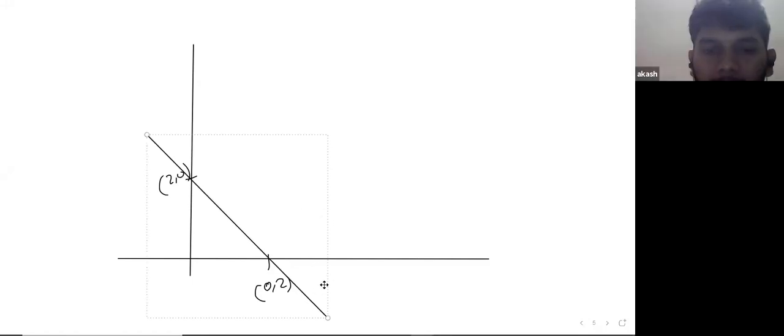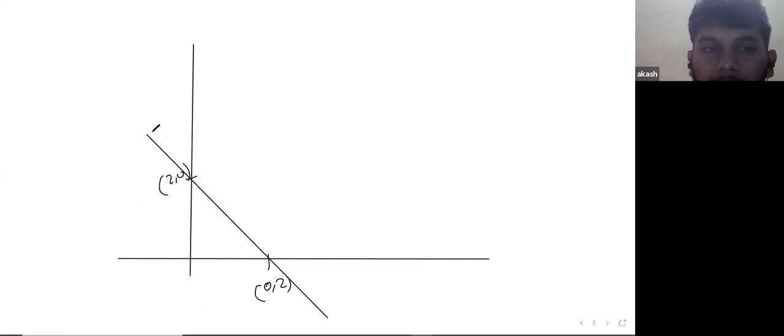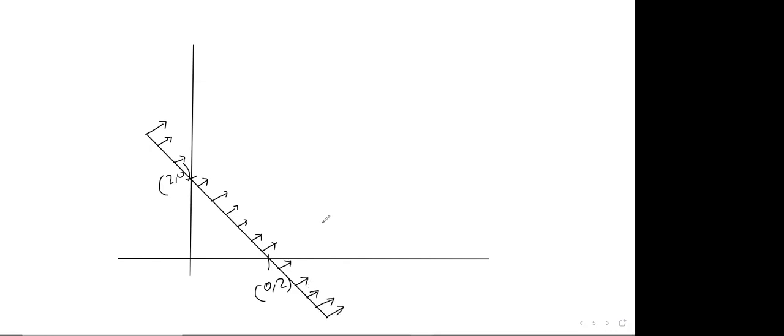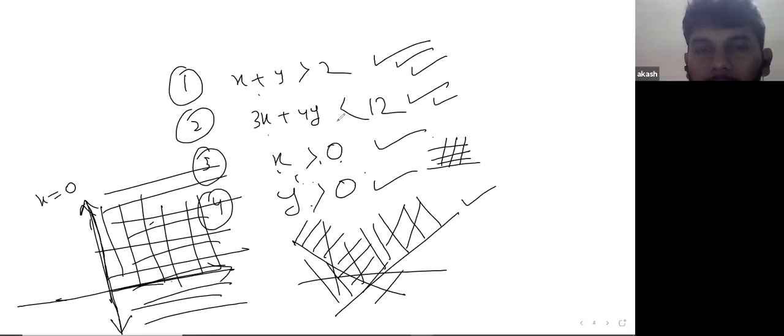This will be the first line, right? And if we put 0, 0 here, it is not satisfied. So the shading would be this side, right? Are we clear till now? Yes, sir. Okay. The next equation will have x is 0, then 3, 0, then 4.